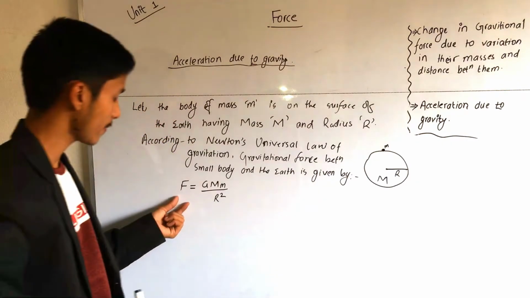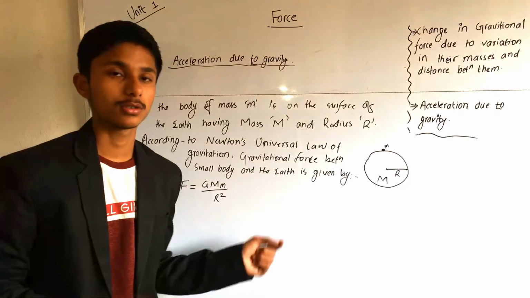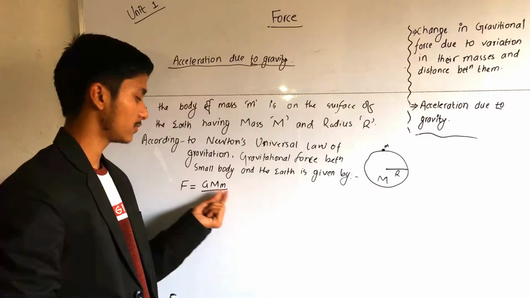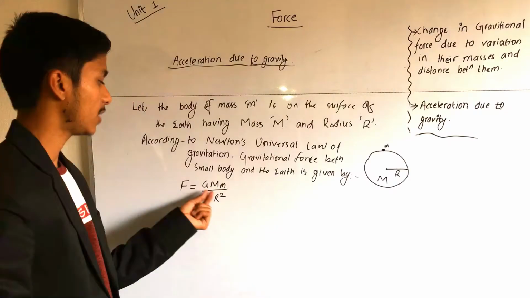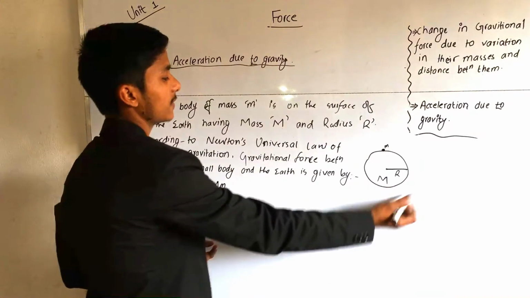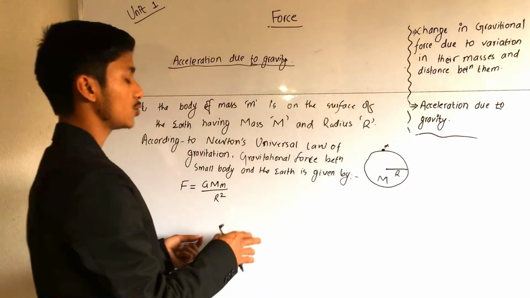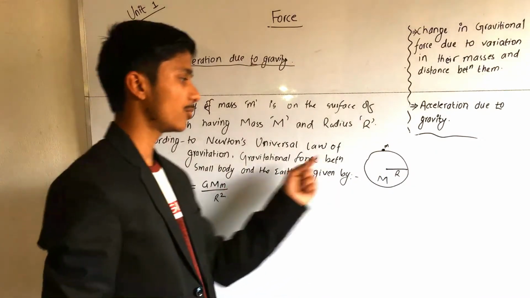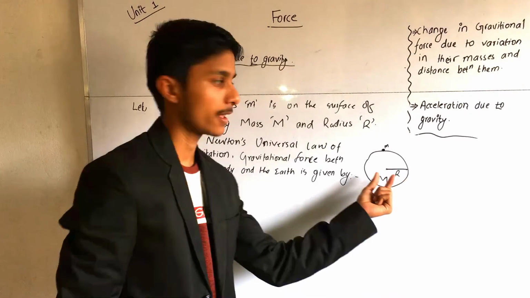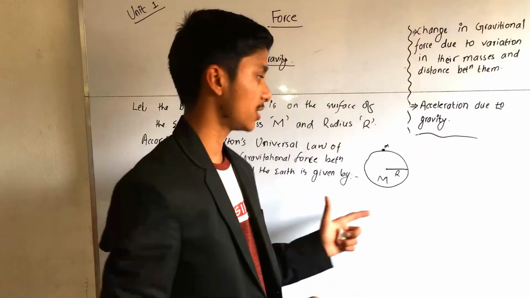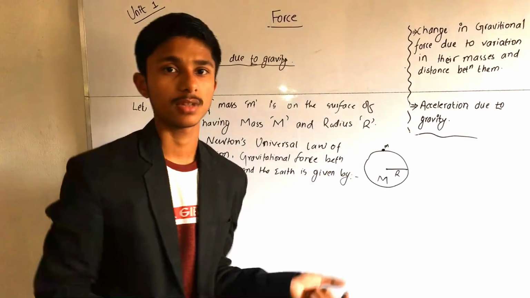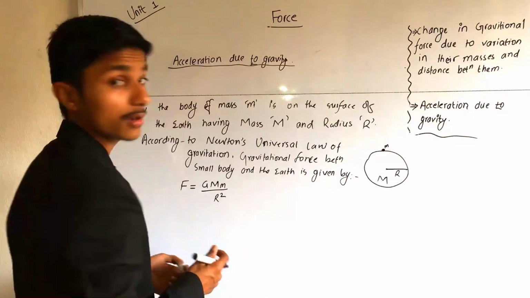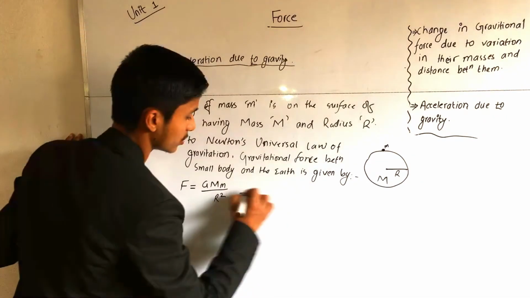Okay, here according to Newton's universal law of gravitation, we know F is equal to capital G m1 m2 by d square. Here m1 is capital M, that is mass of earth, and m2 is small m, that is mass of body, and the distance between these two bodies is r. When you stand on the surface of the earth, then your distance remains the same, that is equal to the radius of earth. Here let this equation be 1.